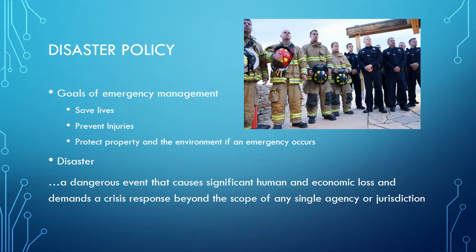Next, I will discuss disaster policy and how it is created. The three main goals of emergency management are to save lives, prevent injuries, and protect property and the environment if an emergency occurs. Along with this, a disaster, according to our class PowerPoint, is a dangerous event that causes significant human and economic loss and demands a crisis response beyond the scope of any single agency or jurisdiction.